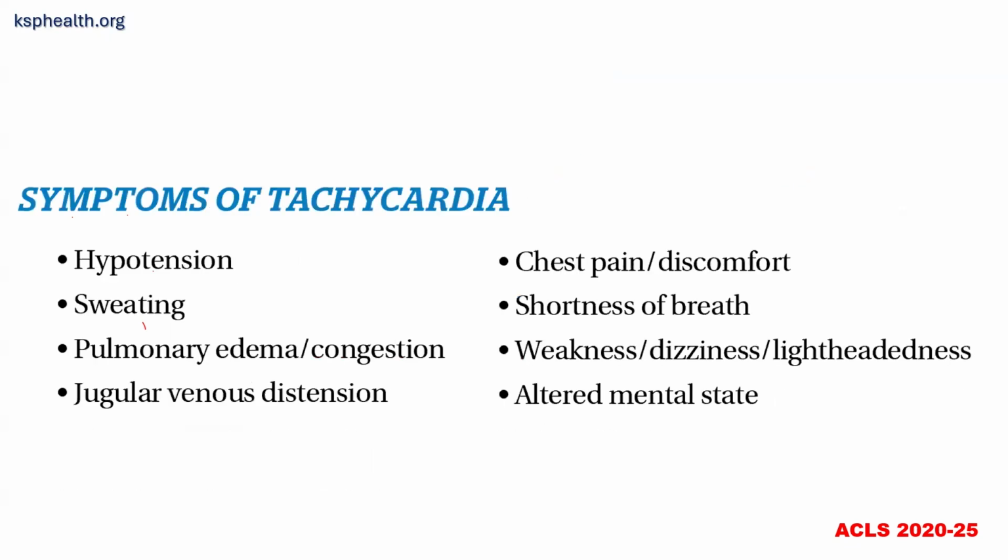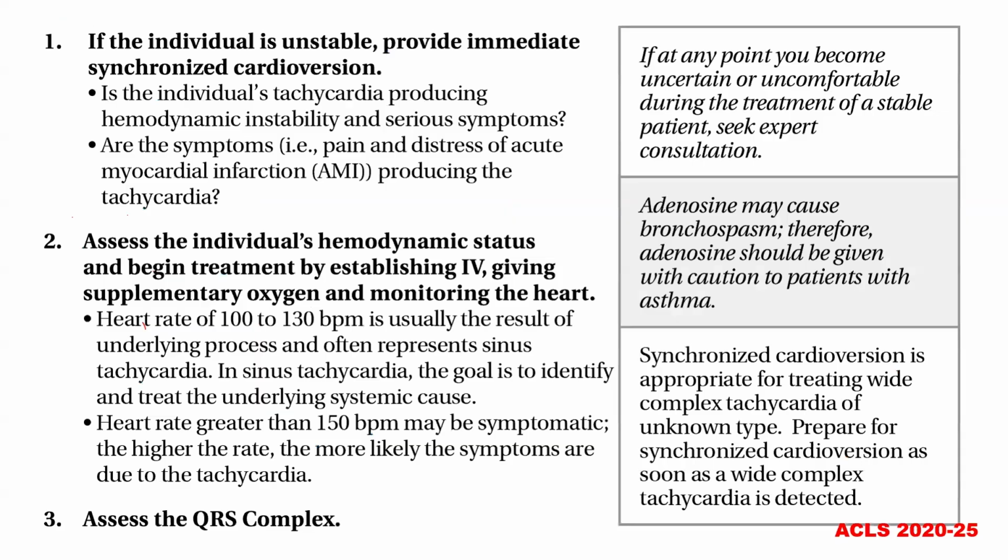What are the symptoms of tachycardia? Hypotension, sweating, pulmonary edema and congestion, jugular venous distension, chest pain, discomfort, shortness of breath, weakness, dizziness, lightheadedness, and altered mental status. If the individual is unstable, provide immediate synchronized cardioversion. Very important: unstable tachycardia, synchronized cardioversion.